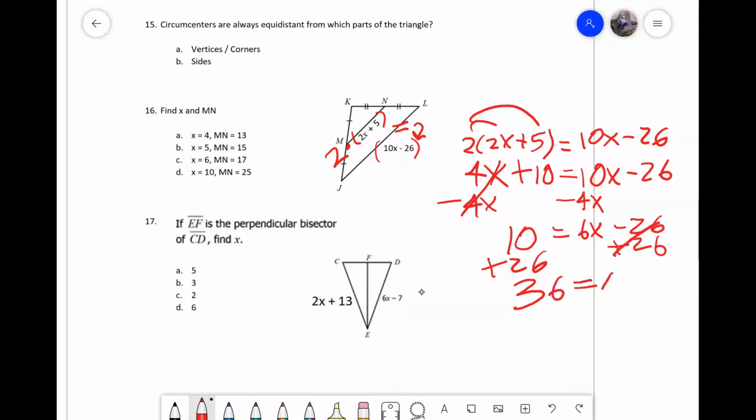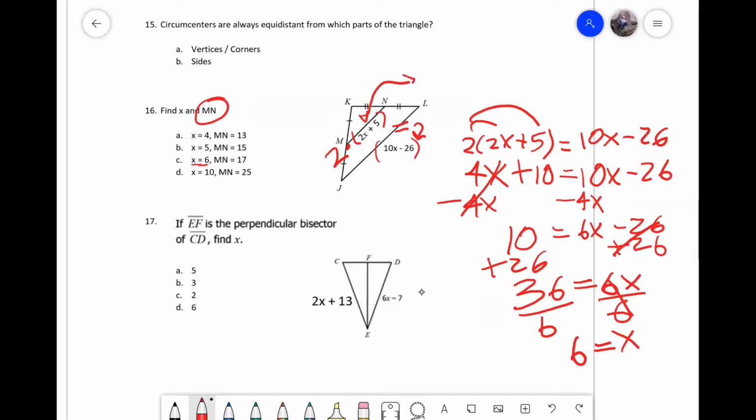And that gives me 36 equals 6x. And my last step is to divide by 6. And I get 6 equals x. Now if you look at your answer choices, there's only one with x equals 6. But what we're going to do is look for MN as well, which is right here.